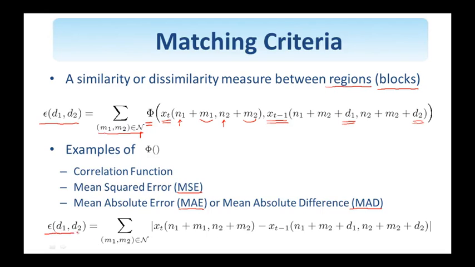So I have again the error, a function of d1, d2, and I'm just looking at the difference between the blocks, and I just take the absolute value of this difference. Clearly, if I use the MAE or MAD criterion, it's simpler from a computational point of view, since I don't need to perform the squaring of the error.